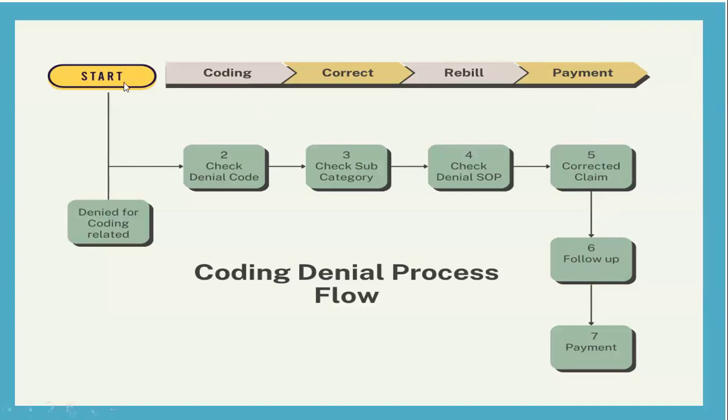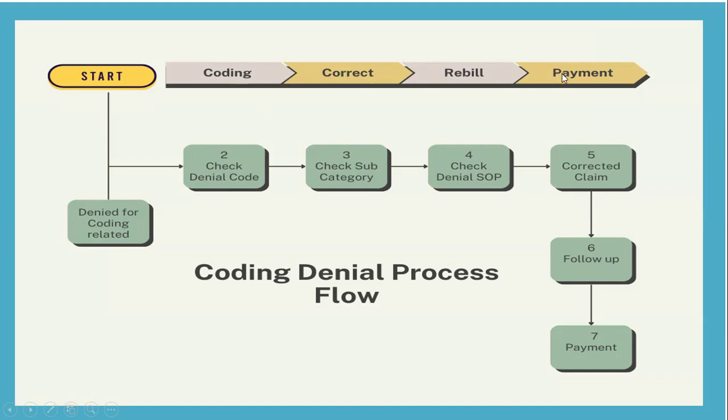See how the coding denial is happening. For example, when I get a denial for coding related reasons, I'll go and check my denial code first. Whenever there is a coding denial, I get a corrected claim, then I rebill the claim, and then I get a payment. This is a normal flow.